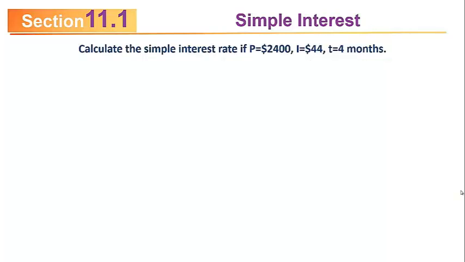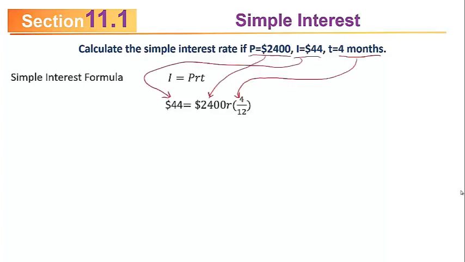How about this one? Calculate the simple interest rate if P is equal to 2,400, I is equal to 44, and T is equal to 4 months. We're looking for the interest rate. So we use the formula I = PRT, but this time we're solving for little r. The amount of interest is $44, that's capital I. The principal or present value is 2,400, and it's 4 months, that's 4/12 of a year for T. And of course 4/12 is 1/3, and 1/3 times 2,400 is 800.